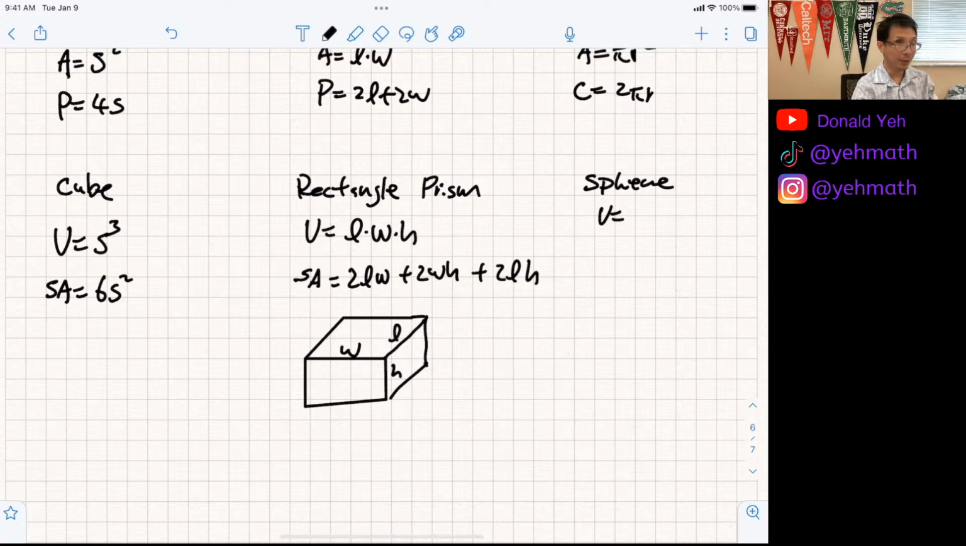Sphere, volume of a sphere. 4/3 pi r squared. No, pi r cubed. Okay, what is the surface area? How do you remember that? Actually pretty cool, right? The derivative of that is going to be 4 pi r squared. This only works with a circle, it doesn't work with a cube or rectangular prism, but for a circle the relationships are all the same.